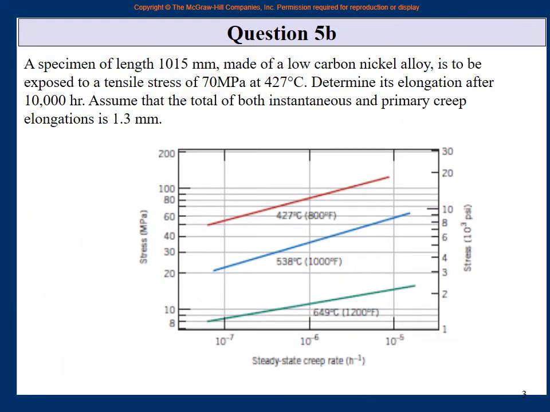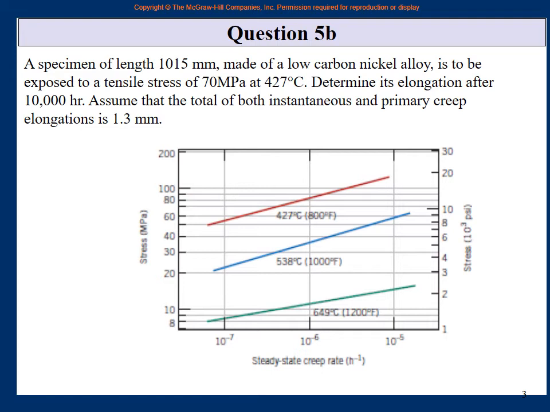Let us go to part B of question 5. A specimen of length 1015 millimeter made of a low carbon nickel alloy is to be exposed to a tensile stress of 70 megapascal at 427 Celsius. Determine its elongation after 10,000 hours. Assume that the total of both instantaneous and primary creep elongation is 1.3 millimeter.